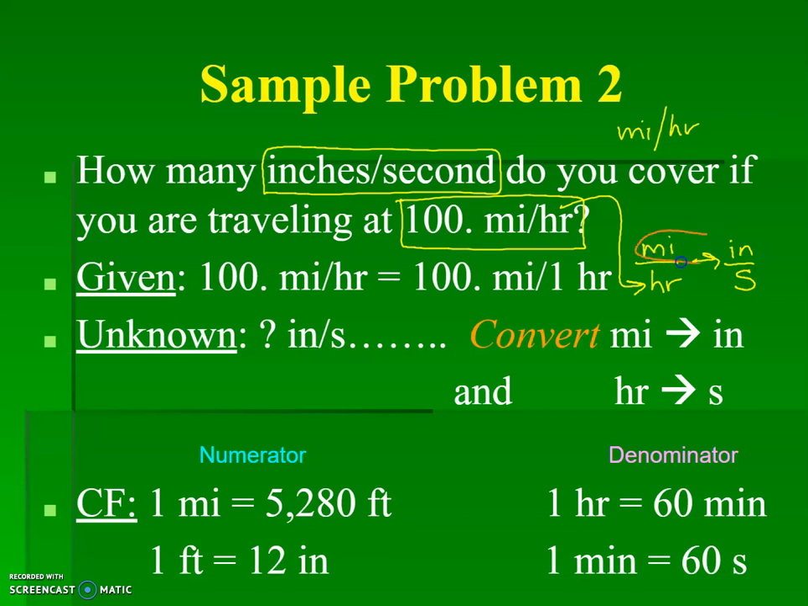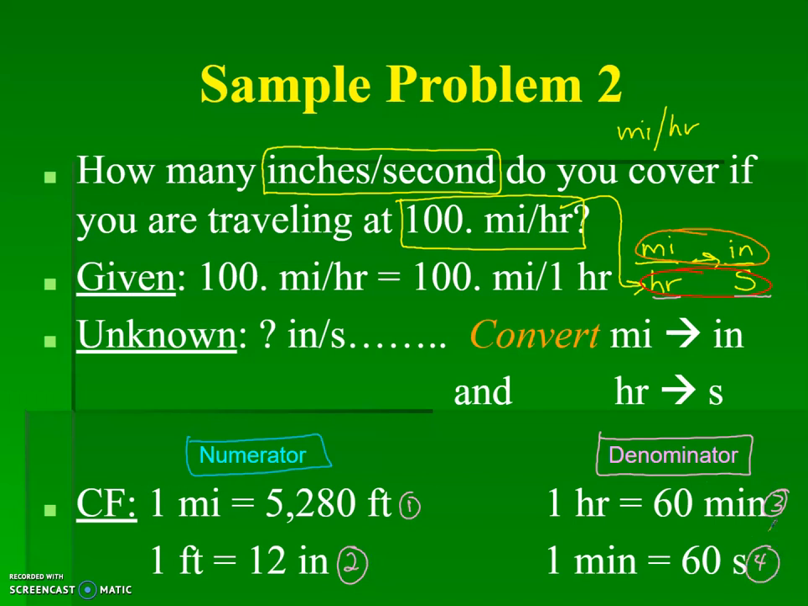So I am changing my numerator and I am changing my denominator. Okay, so miles into inches and hours into seconds. All right, so how do I change my numerator? I change my numerator by using 1 mile is equal to 5,280 feet and 1 foot is equal to 12 inches. I have two conversion factors there. Okay, for my denominator, I have to change hours into seconds. 1 hour is 60 minutes and 1 minute is 60 seconds. So I have 1, 2, 3, 4 conversion factors.